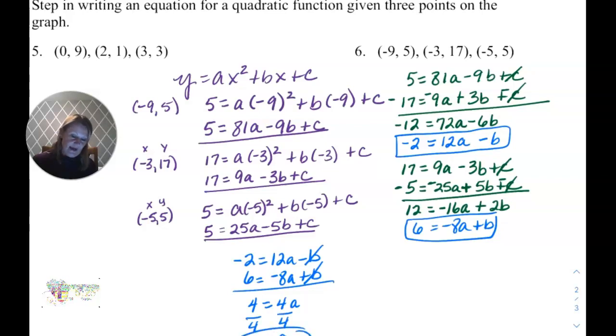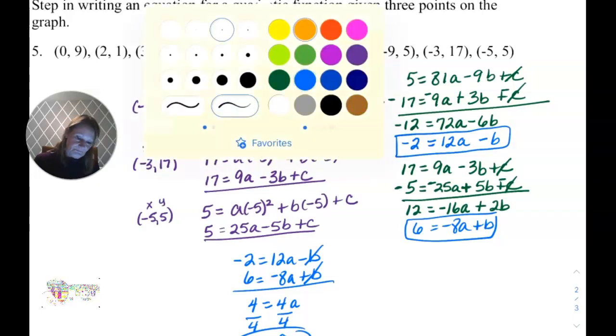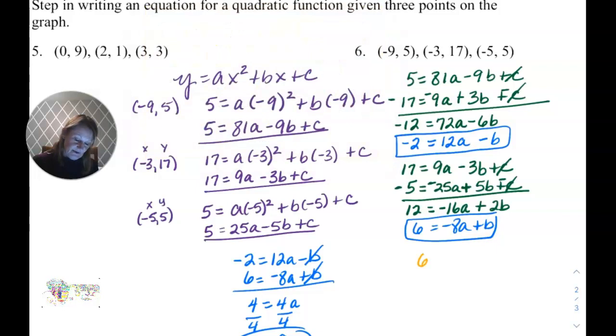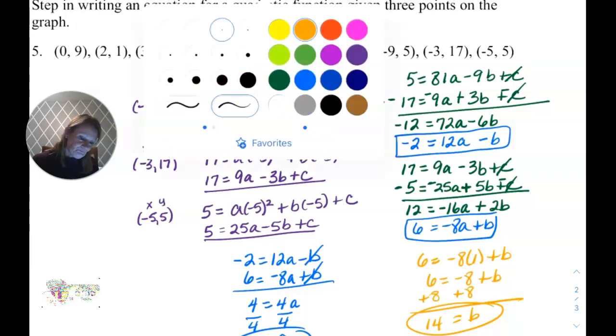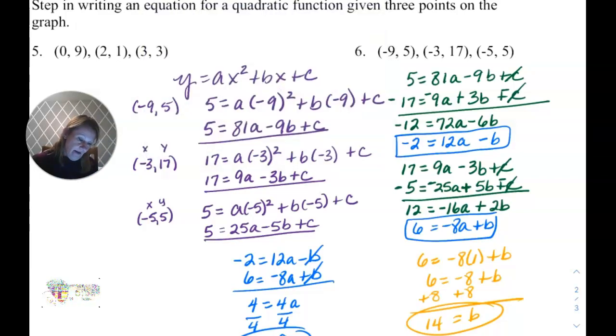Okay, so if a is 1, then I can come back up. Let me grab me another color, and I'm going to put in the a equals 1. So 6 equals a -8 plus b. Move the 8 over, so b is going to be 14. And then I'm going to come back to the c. And it really doesn't matter which one I choose on that.